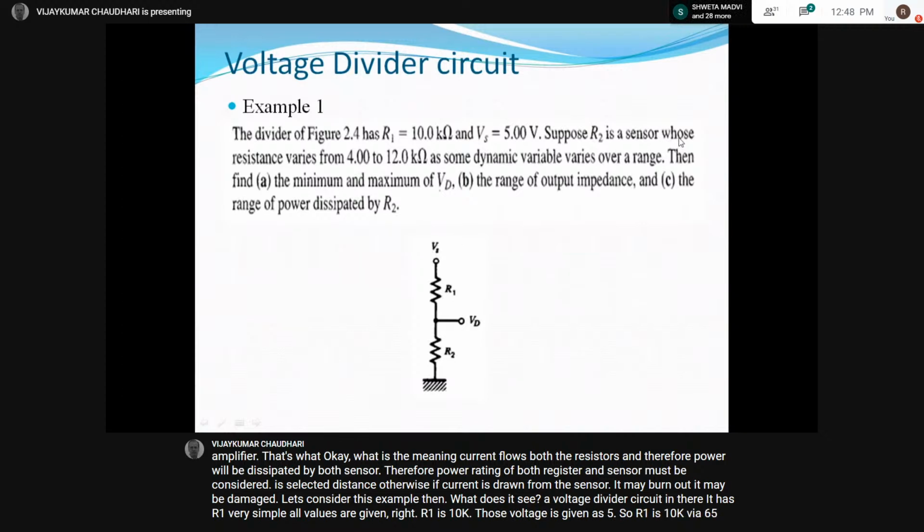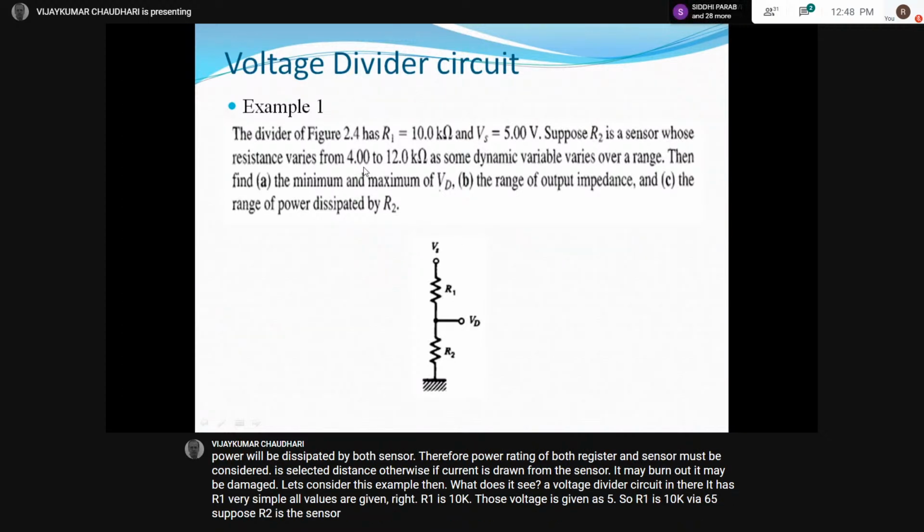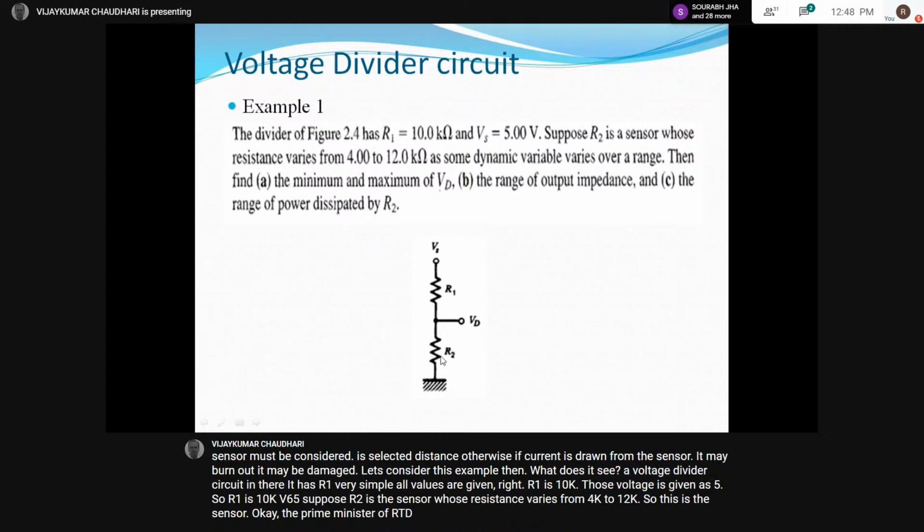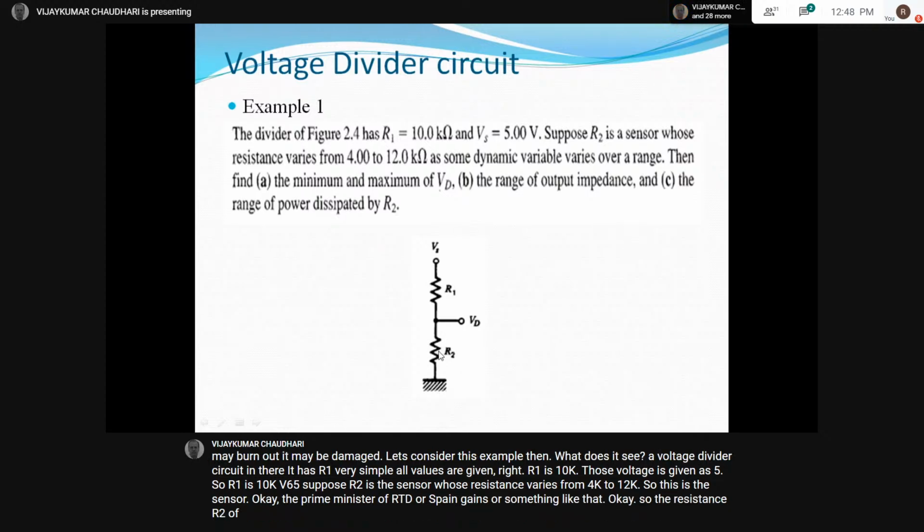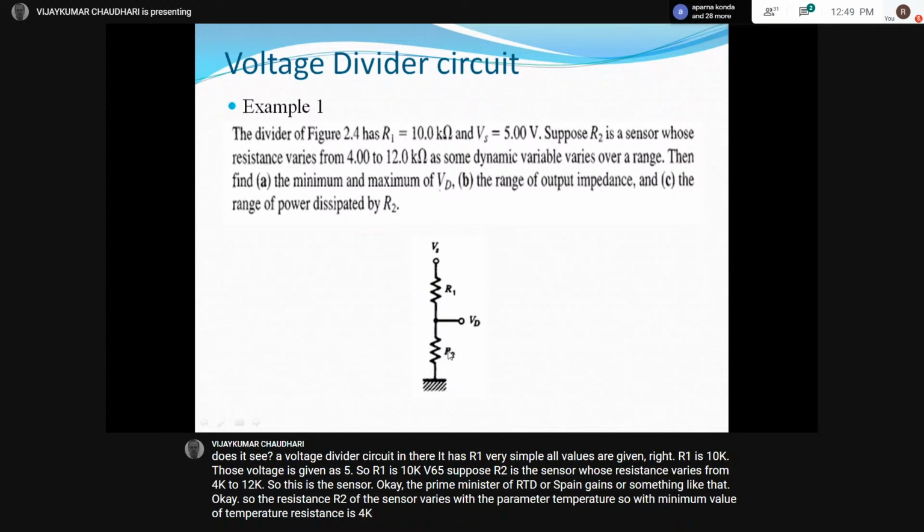Suppose R2 is the sensor whose resistance varies from 4K to 12K. So this is the sensor, okay? The thermistor or RTD or strain gauge or something like that. So the resistance R2 of the sensor varies with a parameter like temperature. So with minimum value of temperature, resistance is 4K, and with maximum value of temperature, the resistance R2 of the sensor is 12K. Okay?